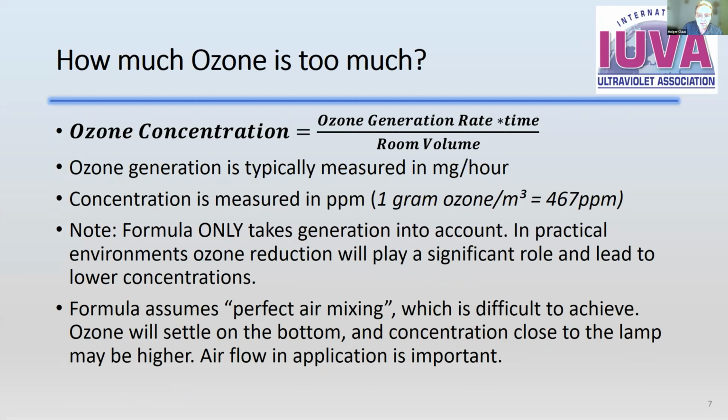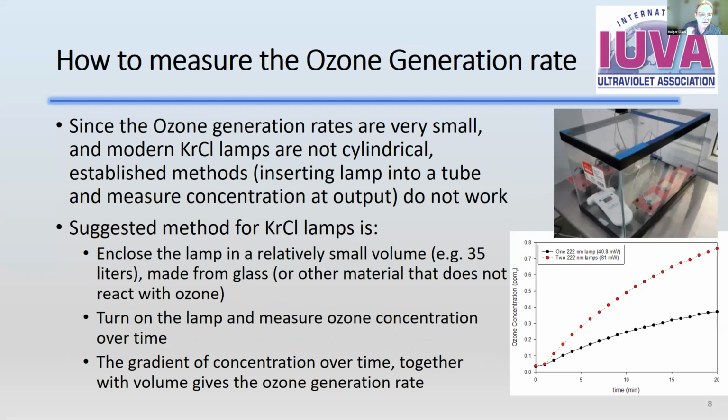And an important measurement is the ozone generation rate of a lamp. Now, I want to say that this ozone generation rate, of course, only takes the generation into account. In practical environments, you will have ozone destruction and other effects. So when you calculate ozone concentrations with this formula, you can expect that in practical measurements, it will always be less. And of course, the formula assumes that the air is perfectly mixed, which may not be true.